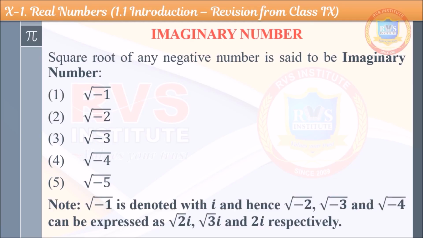Square root of -1 is denoted with iota, and hence square root of -2, square root of -3, and square root of -4 can be expressed as square root of 2 into iota, square root of 3 into iota, and 2 iota respectively.